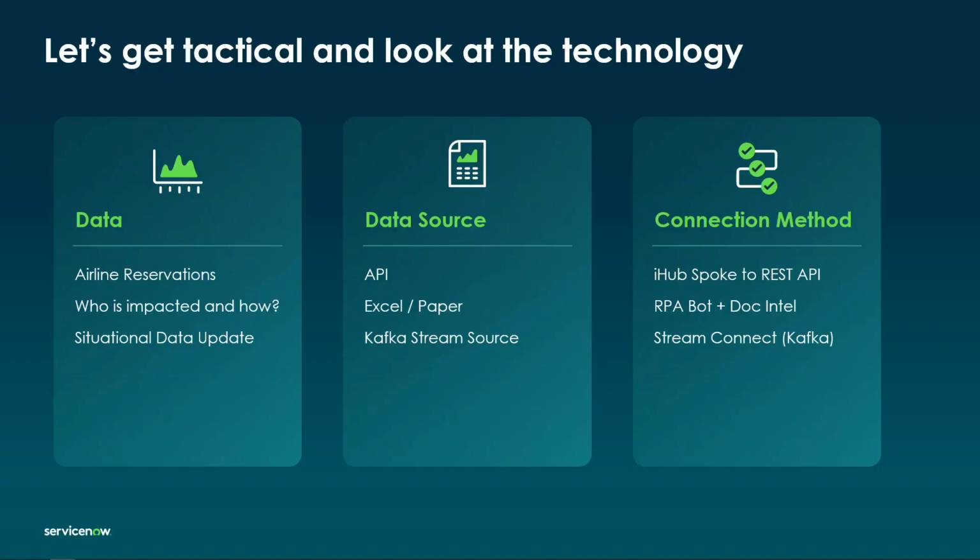Some sort of high-speed streaming data that you need to process and cherry pick out the information that's important to you. We actually have an integration with Kafka. We call it Stream Connect. Again, bundled in, it's all part of this Workflow Data Fabric capability that allows you to plug into these streaming data sources and start to cherry pick out the data that's important to you.